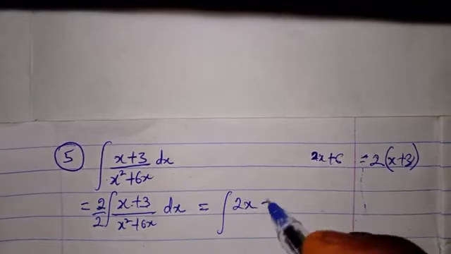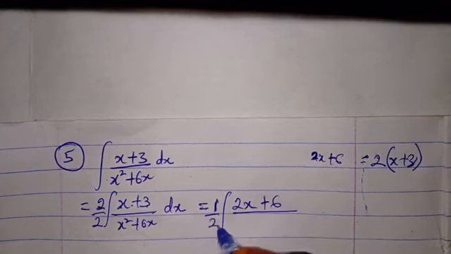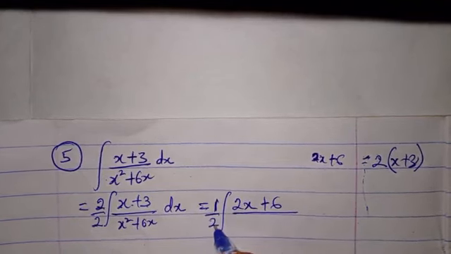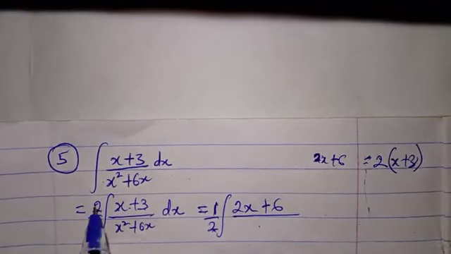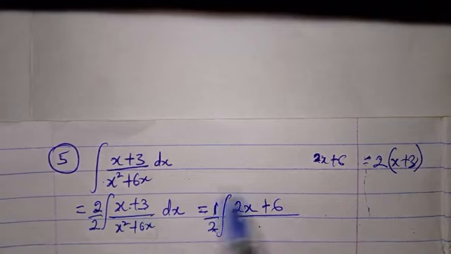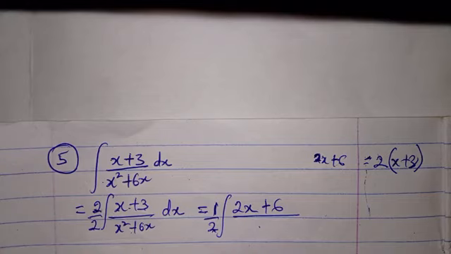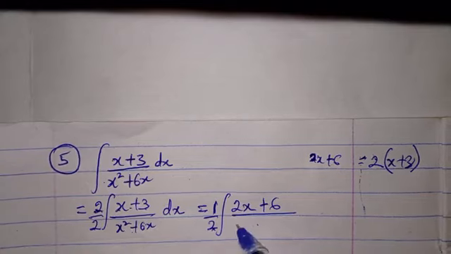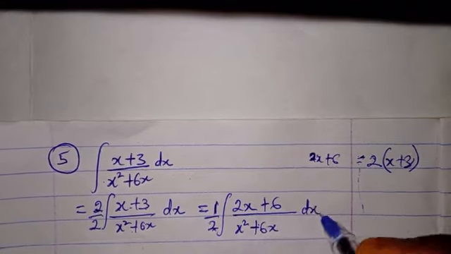2 times 3 is 6, divided by what? Let's leave this one here. You get the point? Because we don't need this one to go inside. It's only these two that need to go inside so that it can be equal to the derivative of the bottom. That's the point. What we have here is x squared plus 6x dx.